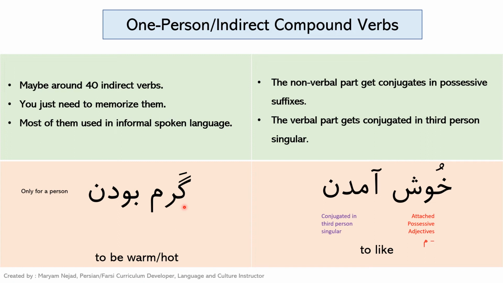Another example here, for example, گرم. گرم means warm, and then بودن, to be. So if you want to say, for example, yesterday I was hot in the car, something like this, then again you need to conjugate گرم to first person singular, the attached possessive adjective of that, and then this one gets conjugated to third person singular.